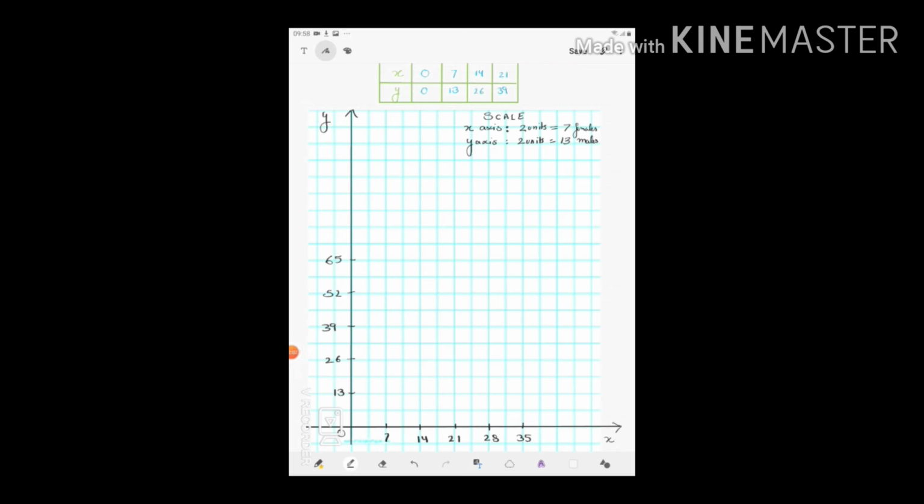Let us now plot the graph considering number of males on the y-axis and number of females on the x-axis. Taking the scale, per 2 units we are choosing 7 females on the x-axis and 2 units we will be considering on the y-axis equal to 13 males. Now let us plot the points as shown in the table above.